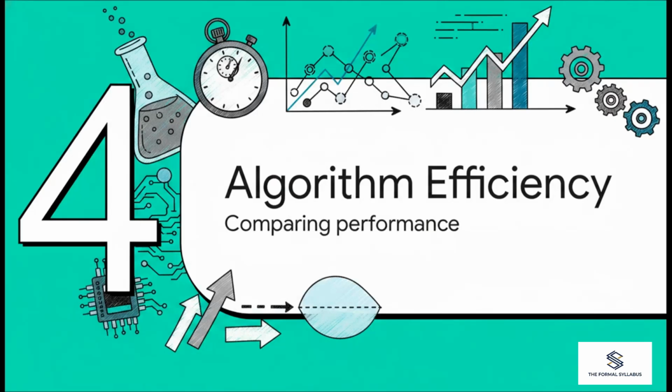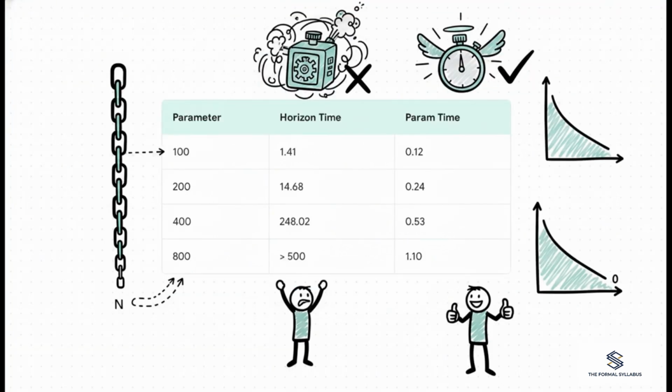Section 4, algorithm efficiency, comparing computational performance objectively. Let's look at the numbers. Comparing the discretization parameter n reveals a staggering difference in computational efficiency. When chopping the chain into 800 segments using that naive horizon method, the solver takes over 500 seconds and essentially just fails to converge. But our relaxed parametrized model solves the exact same physical problem for 800 segments in just 1.1 seconds. No way, right?